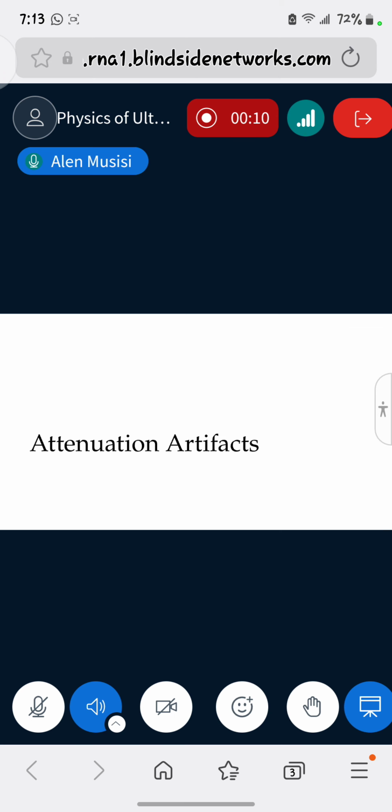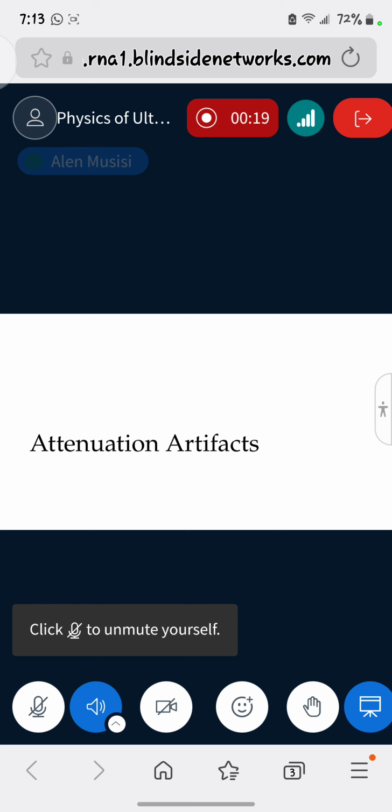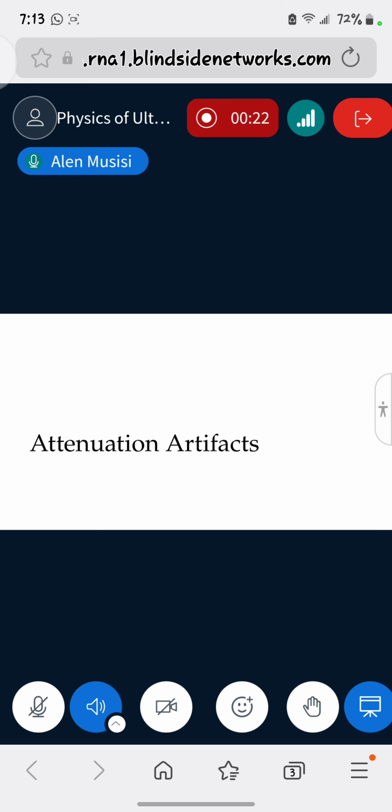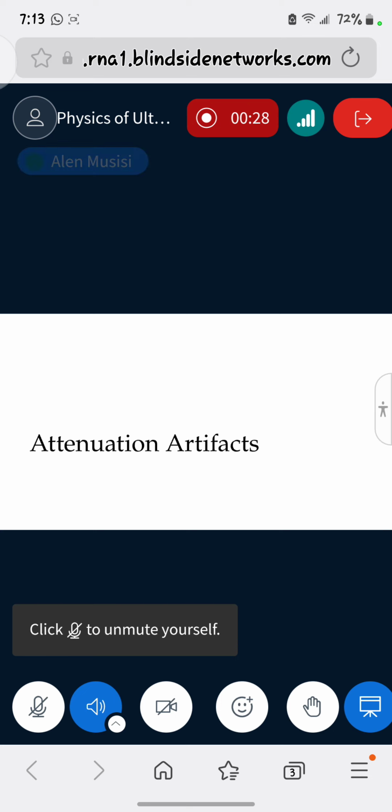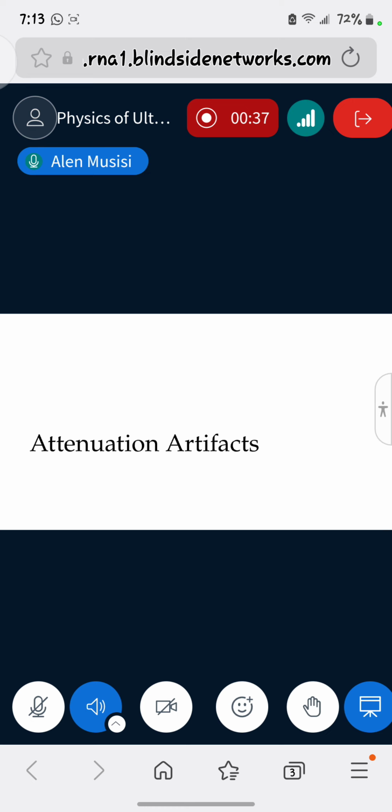So today, let us look at attenuation artifacts. You know what attenuation means? It's an English word. And from the things that we have said since the beginning, attenuation means reduction in energy or reduction in intensity of the beam as it is passing through an object or tissues.